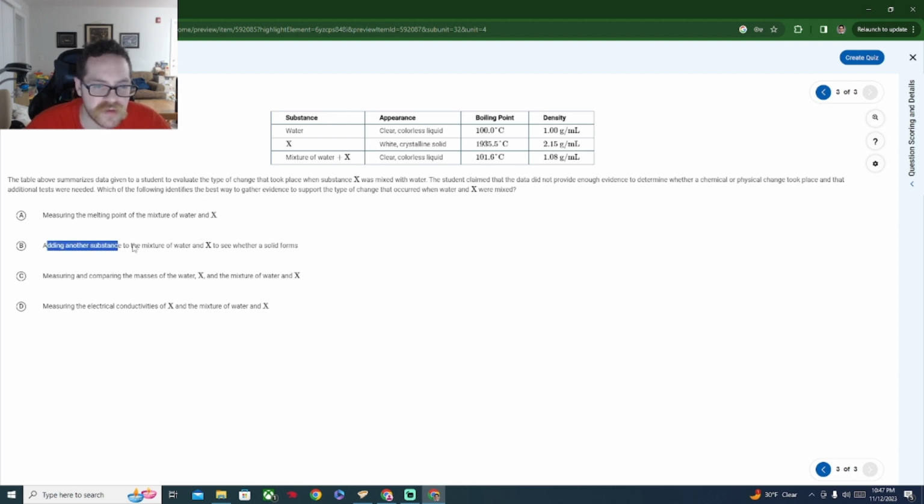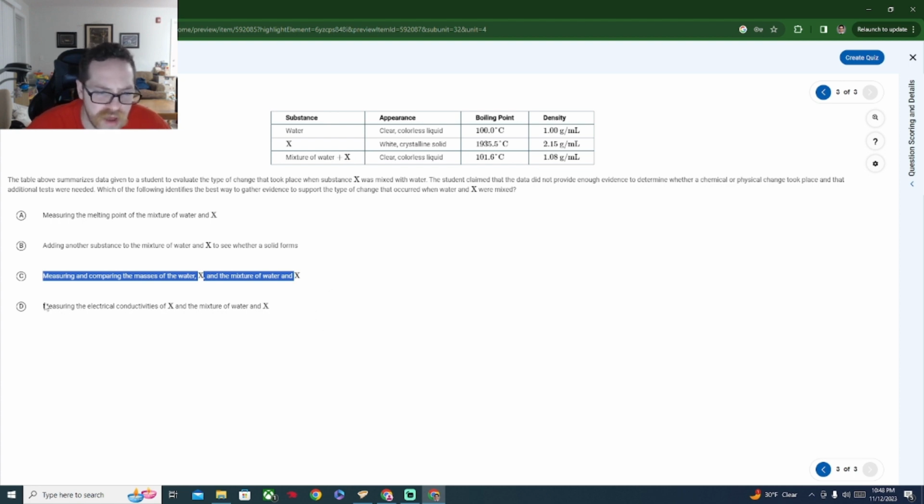Adding another substance to the mixture of water and X to see whether a solid forms. Well, this doesn't really necessarily tell us what happened when we mixed them together. That would just tell us what happened after we added the new chemical. Measuring and comparing the masses of water, X, and the mixture of water and X. That doesn't matter. Law of conservation of mass, it should be the same.